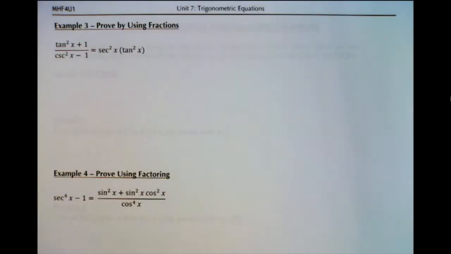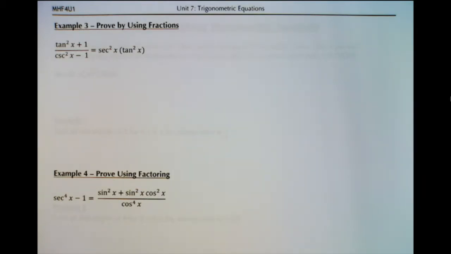Okay, this is part 2 of lesson 7.4, proving trig identities, and we're going to prove a couple more challenging identities. In this first example, we're going to prove it by working with fractions. In the second one, we're going to prove it by factoring, and then I have a factoring proof for you to try on your own. So let's get started here.